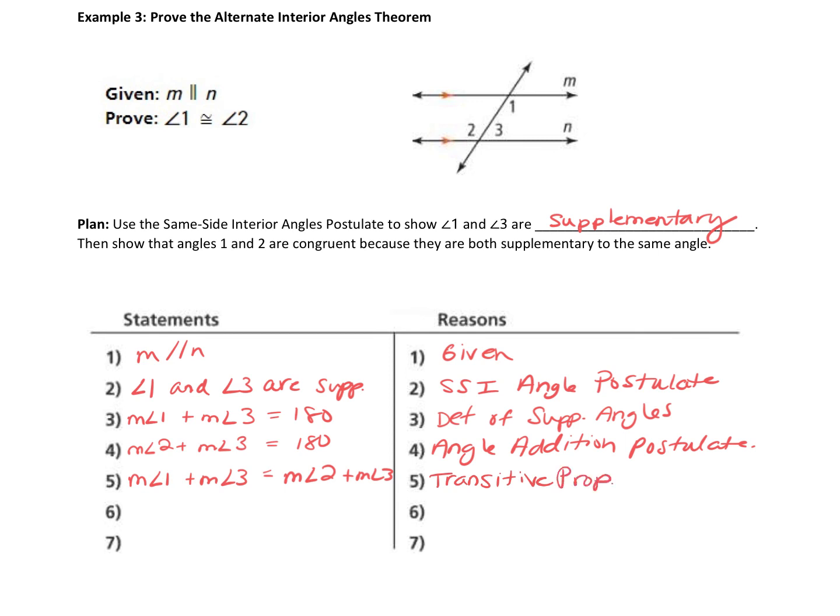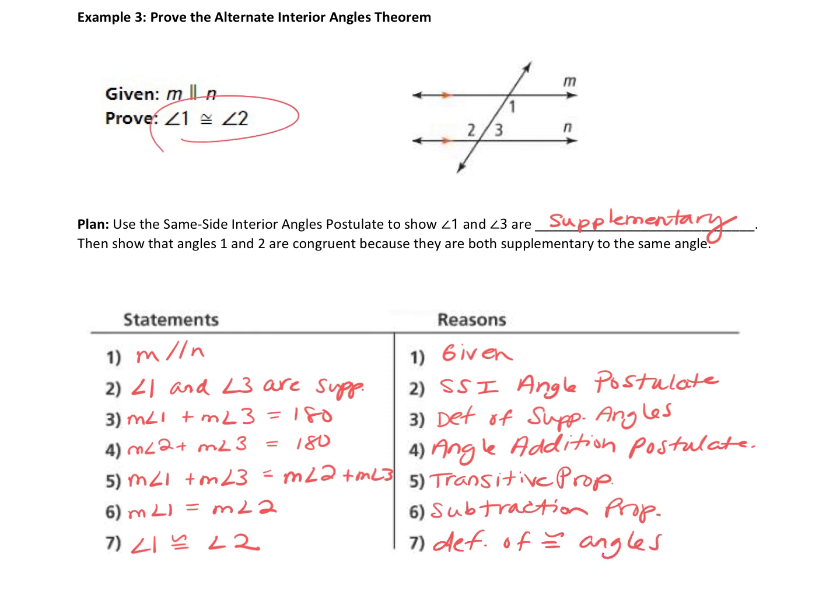All right, now if you subtract angle 3 from both sides, then we know that the measure of angle 1 is equal to the measure of angle 2. That's your subtraction property. And if the measure of the angles are congruent, then that means angle 1 will be congruent to angle 2. And that's just the definition of congruent angles. If angles have the same measure like they do in line 6, that means that they will be congruent. And we were trying to prove that angle 1 was congruent to angle 2, so we did it.